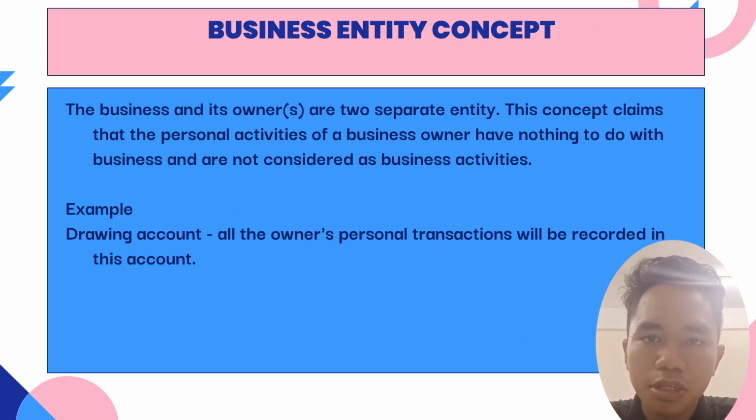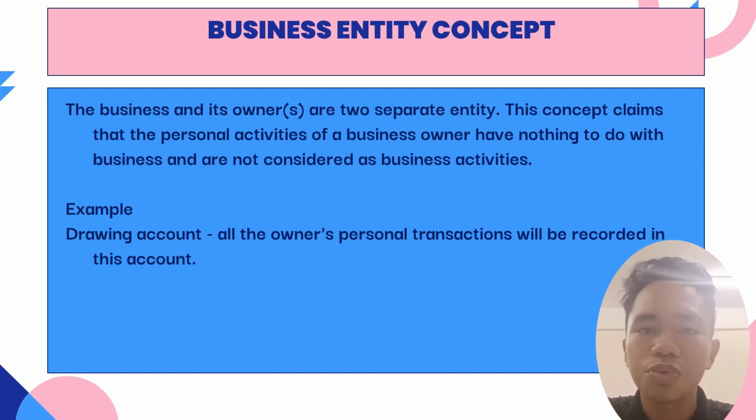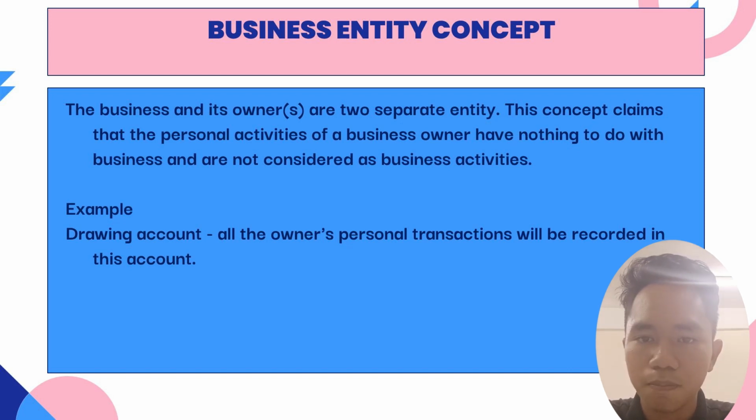I'll be talking about the business entity concept. What is the business entity concept? It means that the business and its owners are two separate entities. This concept claims that the personal activities of a business owner have nothing to do with the business and are not considered as business activities. As such, they cannot be recorded in any of the business transactions. For the purpose of accounting, the business entity is treated as a unit on its own and is separated from the financial information of the owners.